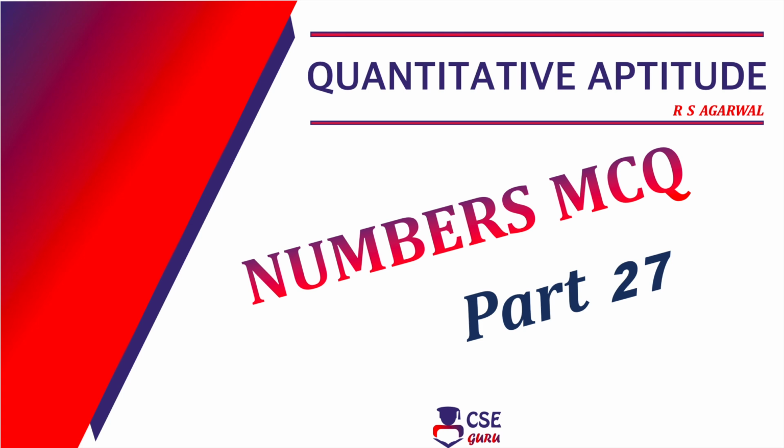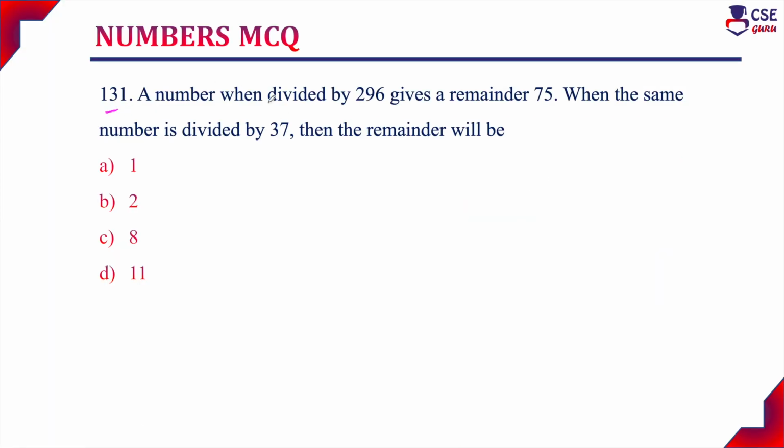Part 27. Problem number 131. A number when divided by 296 gives a remainder 75. When the same number is divided by 37, the remainder will be? Here they have not given the dividend. The divisor they have given, so 296 is the divisor. When you divide by 296, we get the remainder 75. When the same number is divided by 37, another divisor is 37. So this is divisor 1, this is divisor 2, and we need to find the remainder when it is divided by 37.